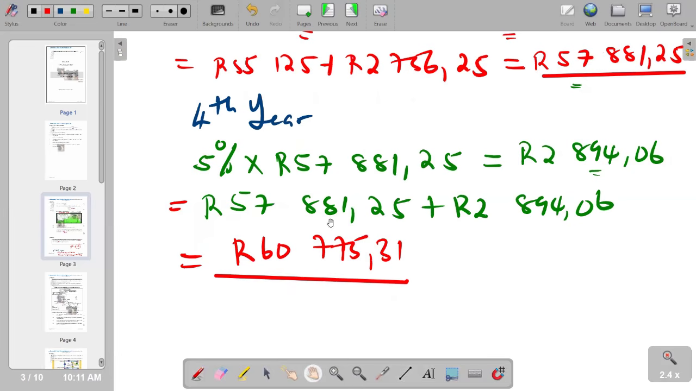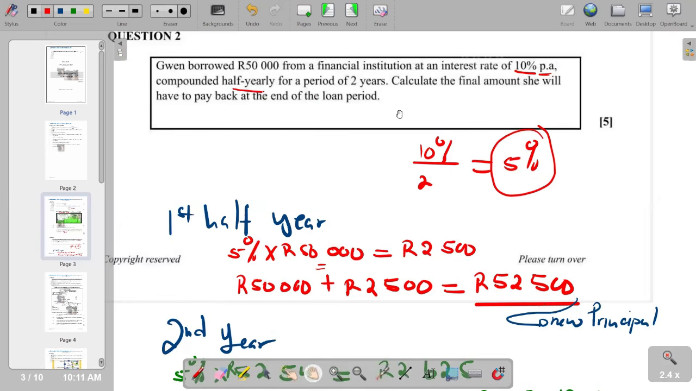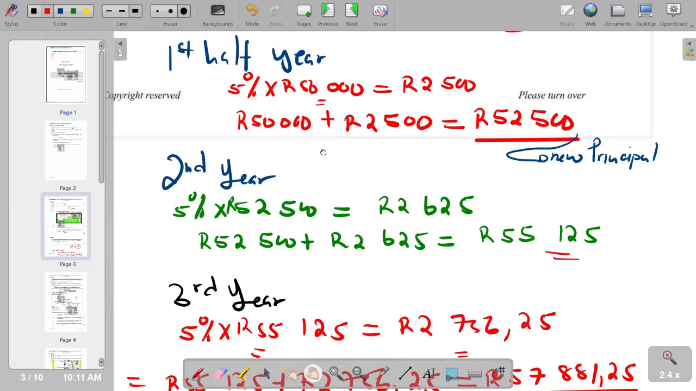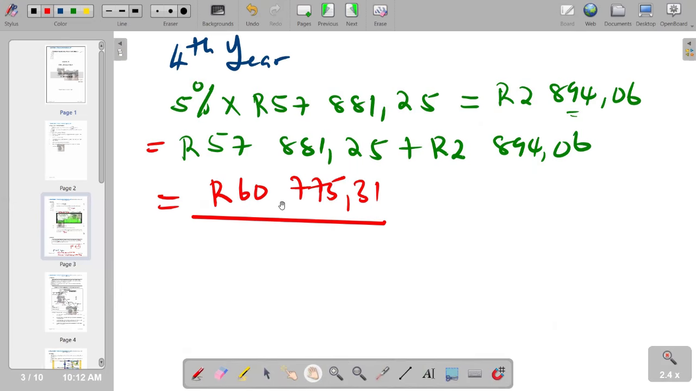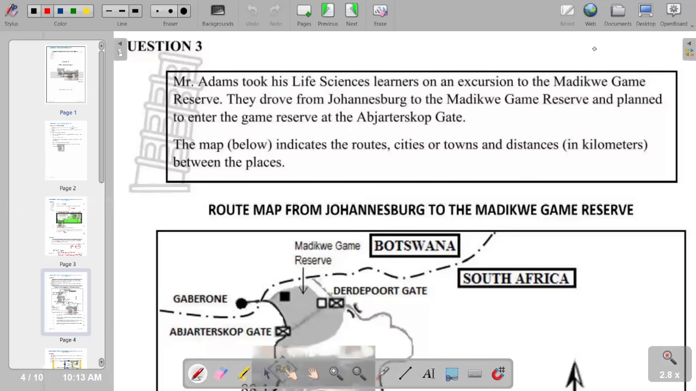So the question is asking the final amount we have to pay at the end of the loan period. So the final amount is 60,775 rands 31 cents. So basically, this is what we have on that part. So we'll move on to the next part to see what question we have.